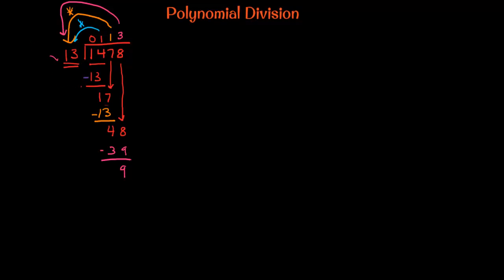In second grade, we wrote our answer as 113 remainder 9. In third grade, we advanced a little bit, and we said that we had 113, and we took our remainder and divided it by our divisor. I don't know why I wrote 111, it should be 113. There we go: 113 and 9/13.